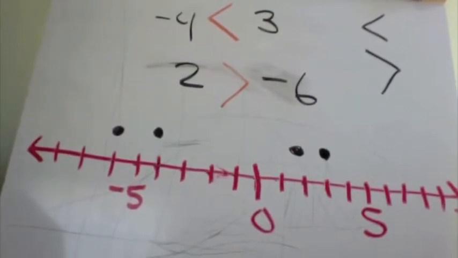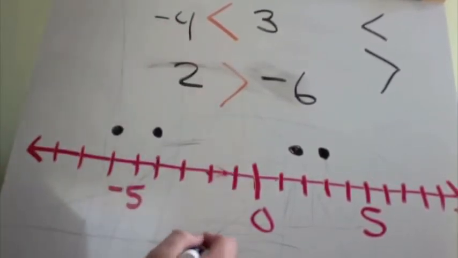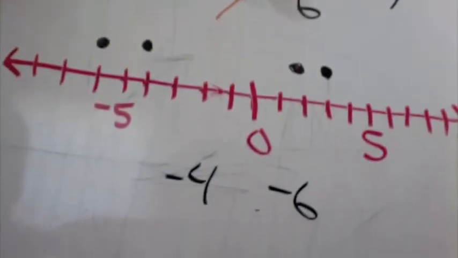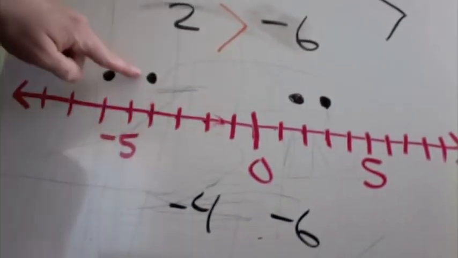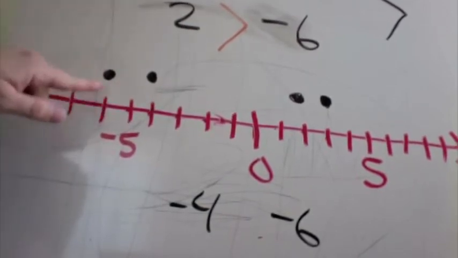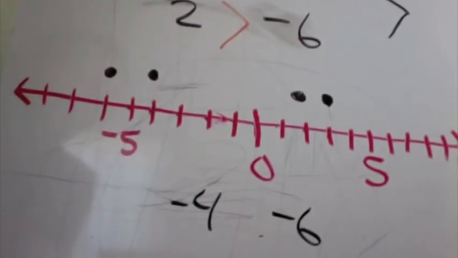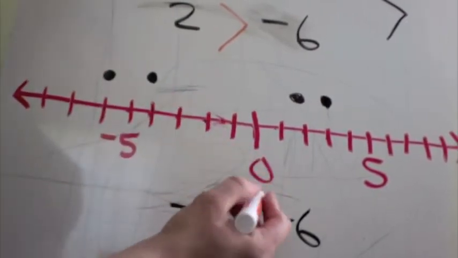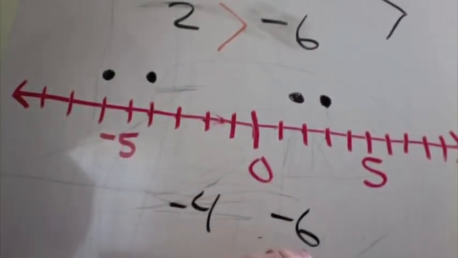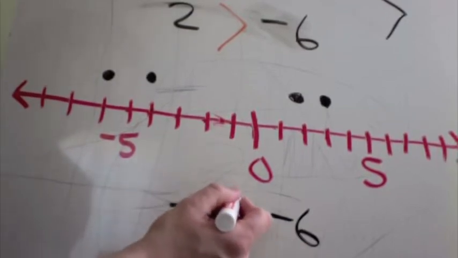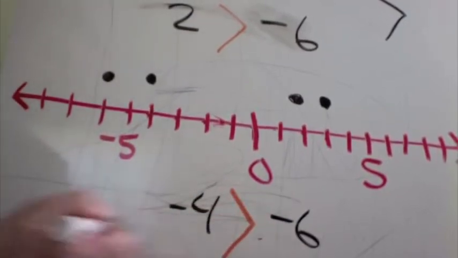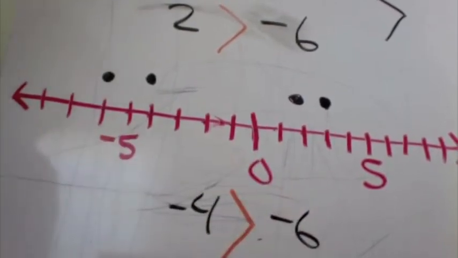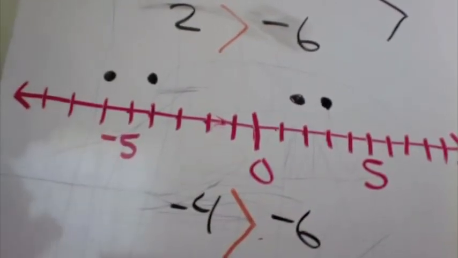Okay? So now I have a question about -4 and -6. Which one of these is larger? Well, I look at the number line. Here's -4, here's -6. -6 is farther away from 0. That means that -4, even though 4 typically we think of as being smaller than 6, in this case it's closer to 0 than the negative 6, so it's greater. So negative 4 is greater than negative 6.